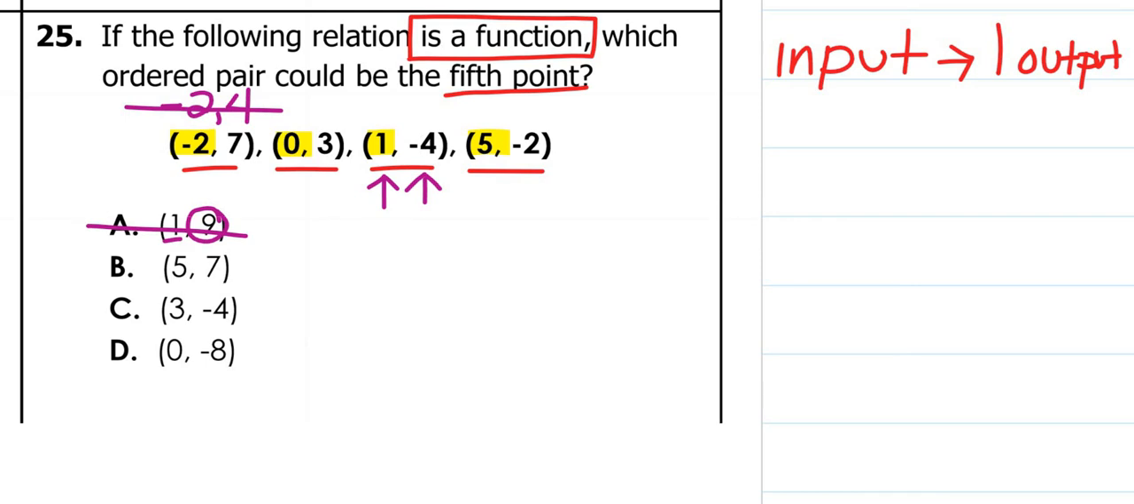For B, if I include 5 as my x value, I've already had that. It has to map to negative 2. But here it's saying it's going to map to 7.